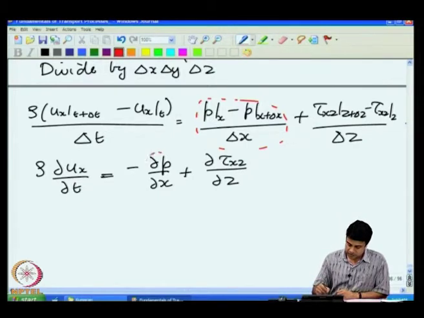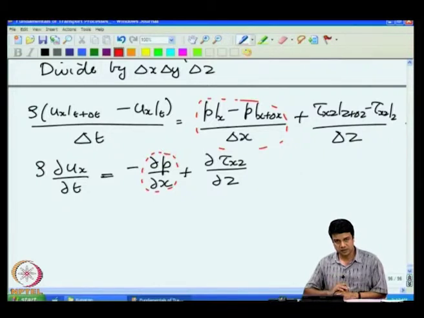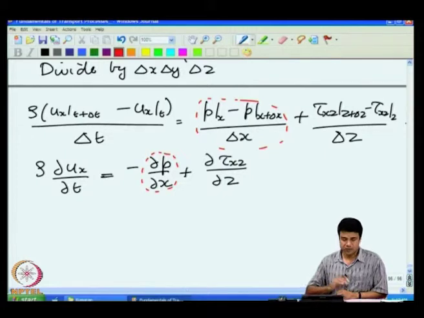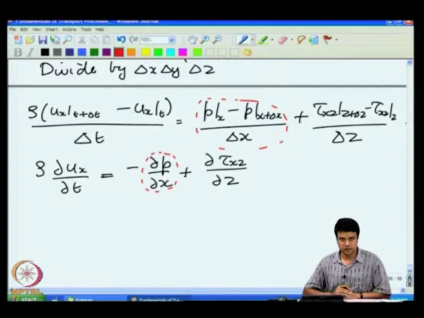This is the additional term that comes in due to the pressure gradient. Previously, we had a body force term. In this case, there is a pressure gradient because the applied pressure on the two ends of the tube are different.